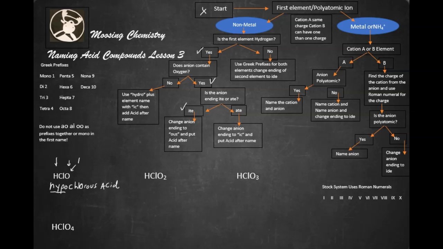Okay, now let's look at the second one. We'll go ahead and start over here, and we're going to take it through. Start here. Is the first element a non-metal? Well, it's definitely a non-metal. It's the first element, hydrogen. Yes. Does the anion contain oxygen? Yes, it does. Is the anion ending in ITE or ATE? In this case, it's still going to be ITE. So this is going to be chlorous acid.